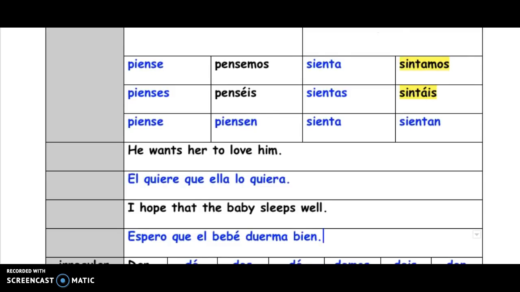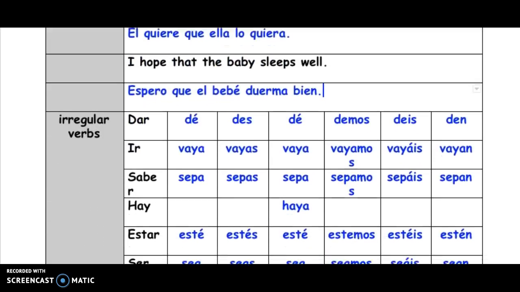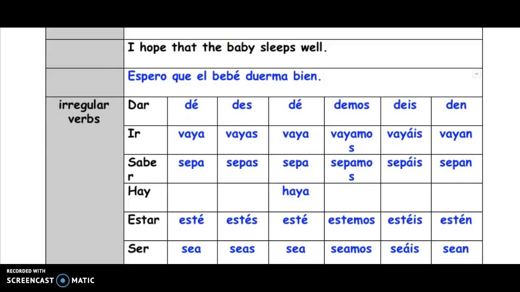Now we get to the list of just plain old irregular verbs. Dar, the yo form is doy, so you can't just go to yo, drop the O. It won't work. Ir, the yo form is voy. Saber, the yo form is sé. There is no yo form for the verb haber. Estar, estoy, ser, soy. So you can see why these verbs are irregular, because you can't follow the regular rule with them.